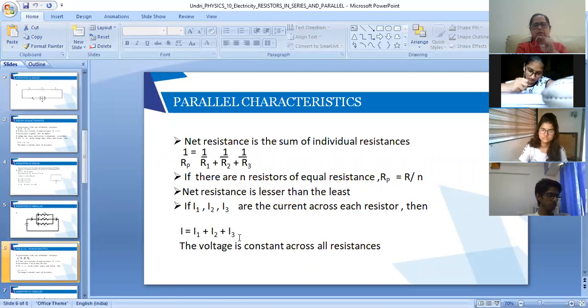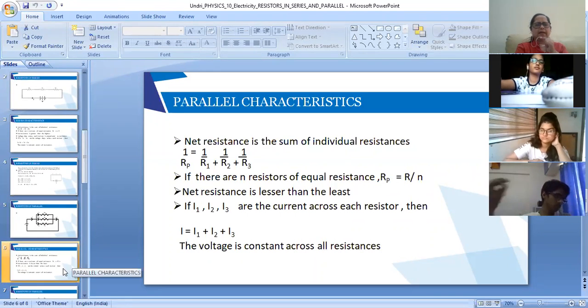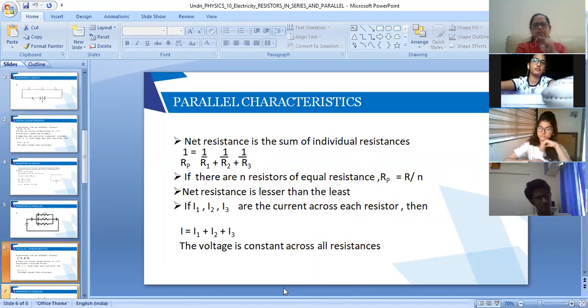As I said, I equals I1 plus I2 plus I3, and the net resistance is given as 1 upon RP equals 1 upon R1 plus 1 upon R2 plus 1 upon R3, and the voltage here is constant. In the first one, current was constant; here voltage is constant. So these are the characteristics. Now I have done a few sums, I think till 12 or 13 I have done. So I will show the other screen now.